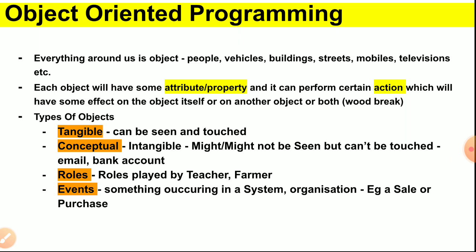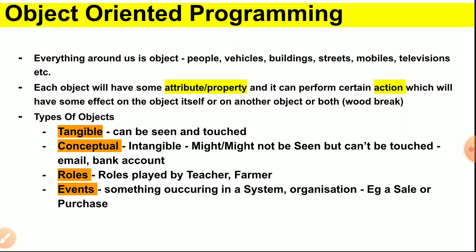Now let's see roles and events. Roles: let's take the example of a teacher. The role of a teacher is to teach. The role of a farmer is to do farming. So these are the roles type of objects. Then events. An event is something that is occurring in a system or organization.